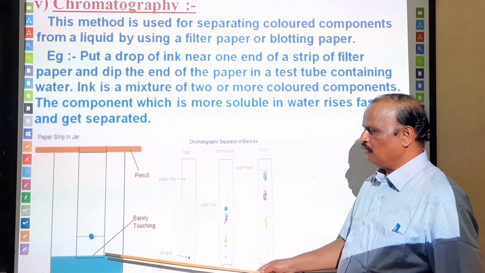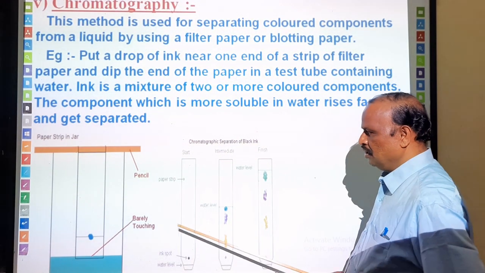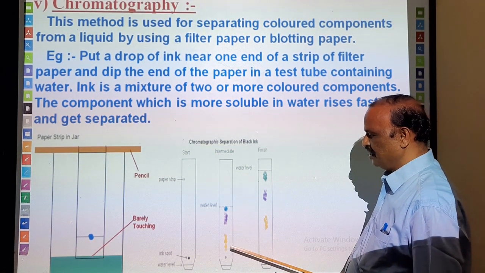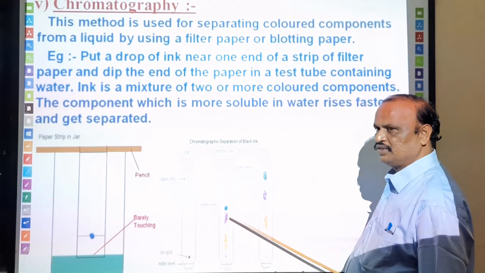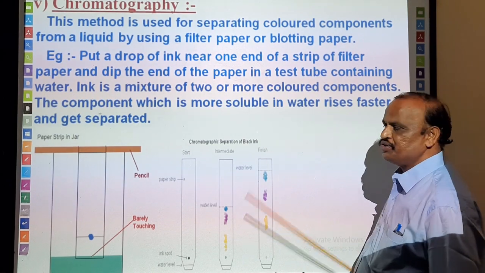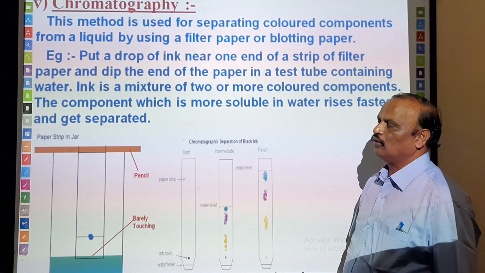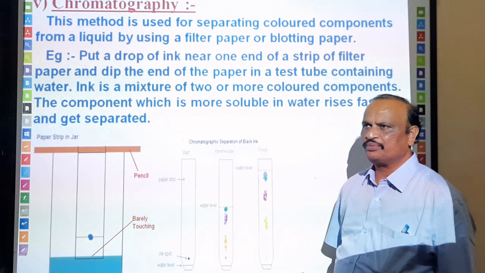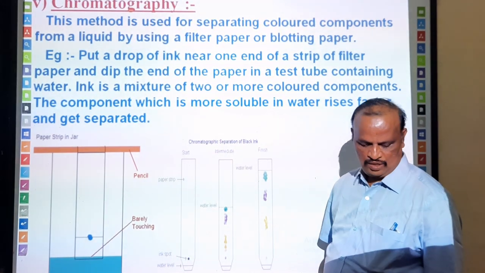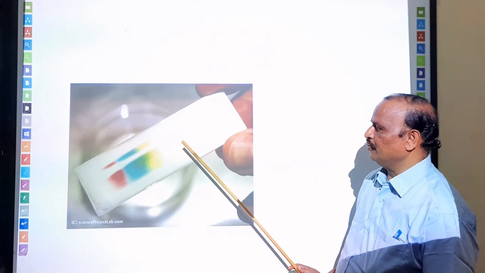Then what happens? The colored particles get separated themselves. If it is a mixture of different colored substances, they get separated. One will separate at one level, another at another level, another at some other level. Like this, the separation of these components takes place. So this is what we call the chromatographic method. It is especially used if colored substances or minute particles are there, to separate them.